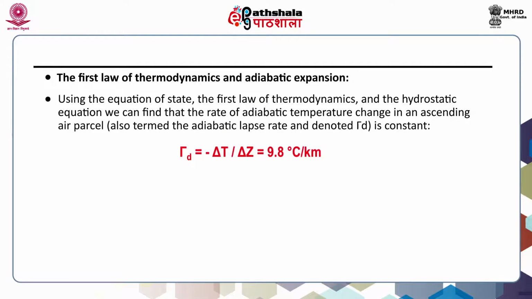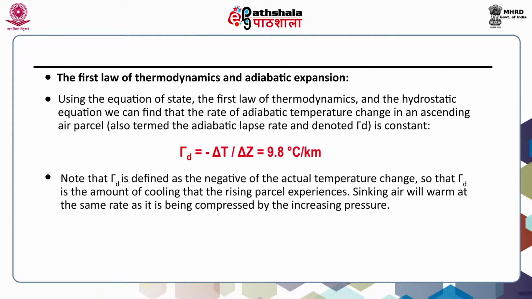Using the equation of state, the first law of thermodynamics and the hydrostatic equation, we can find that the rate of adiabatic temperature change in an ascending air parcel is constant. Here, gamma D is equal to minus delta T by delta Z, which is equal to 9.8 degrees Celsius per kilometer. Note that this gamma D is defined as the negative of the actual temperature change, so that gamma D is the amount of cooling that the rising parcel experiences.